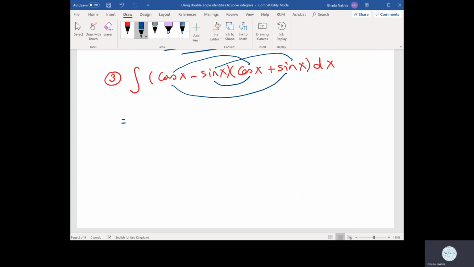Or instead of multiplying these out, you might already notice that this is what we call in mathematics the difference between two squares. Cos x minus sin x and cos x plus sin x is the difference between two squares because the middle terms will cancel. Feel free to expand it in your own time, but what you should get is cos squared x minus sine squared x, difference between two squares, dx.